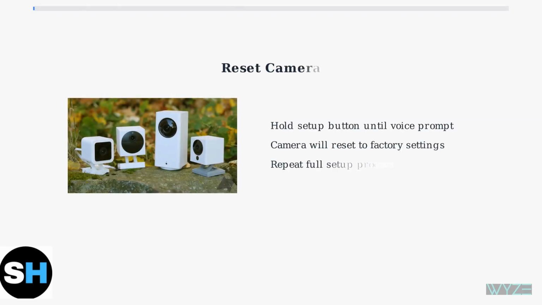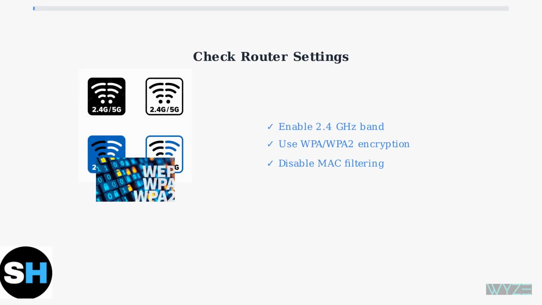If problems persist, reset your camera by holding the setup button until you hear a voice prompt, then repeat the entire setup process from the beginning. Verify your router settings. Wyze cameras require a 2.4 GHz Wi-Fi network and WPA or WPA2 encryption for secure connections.